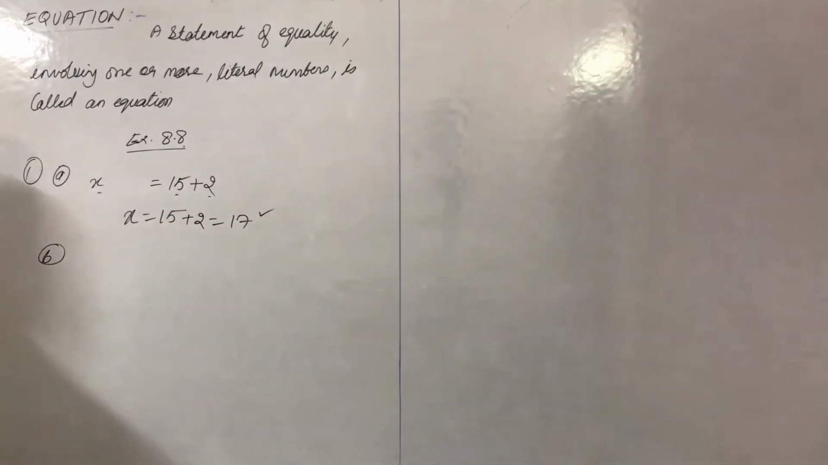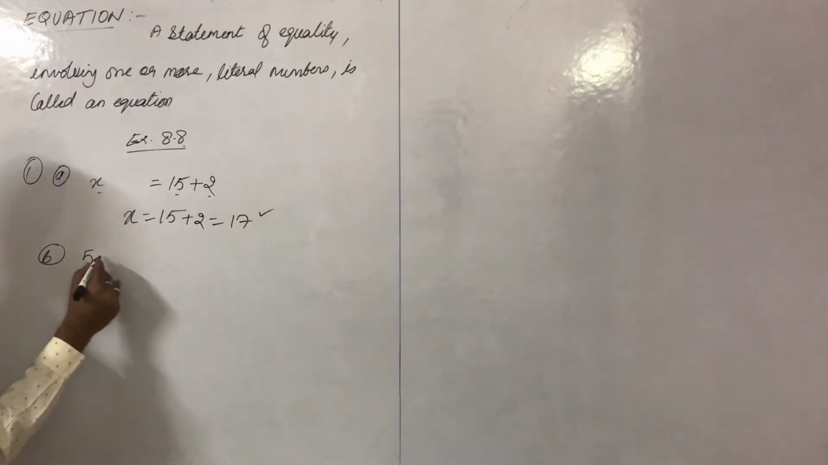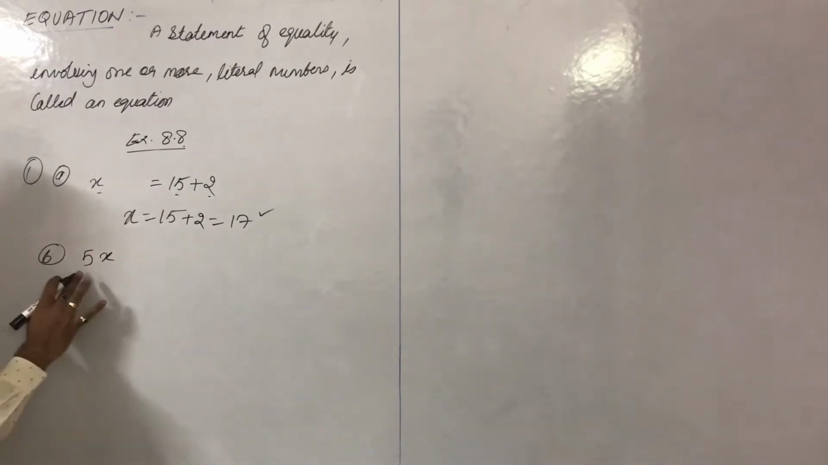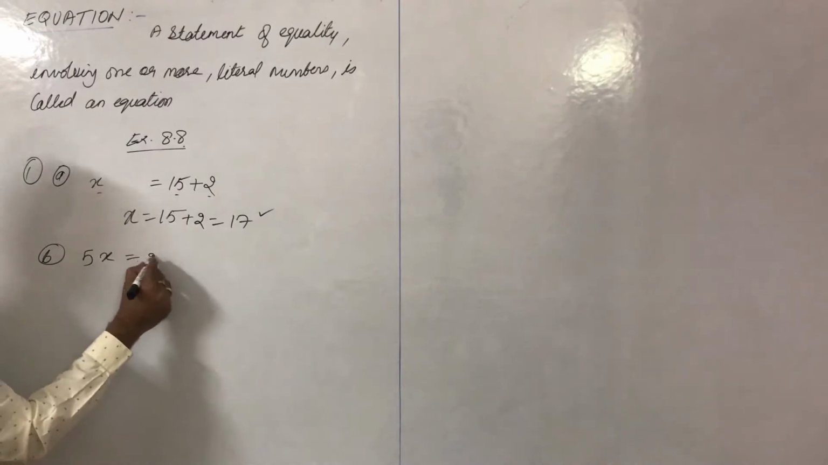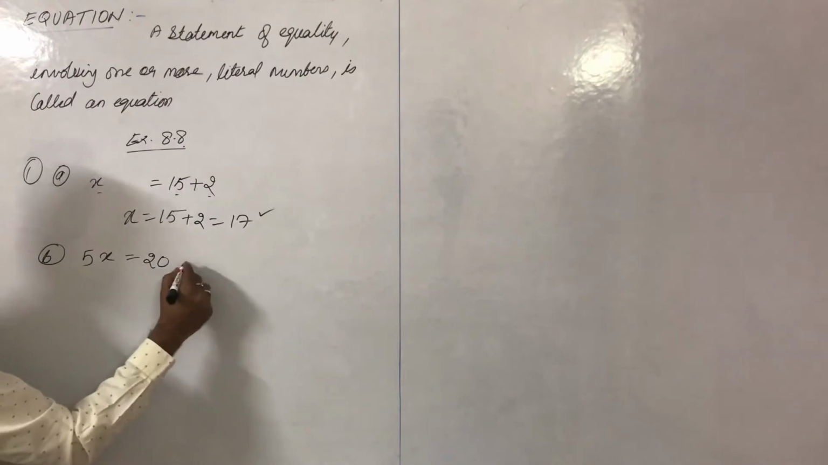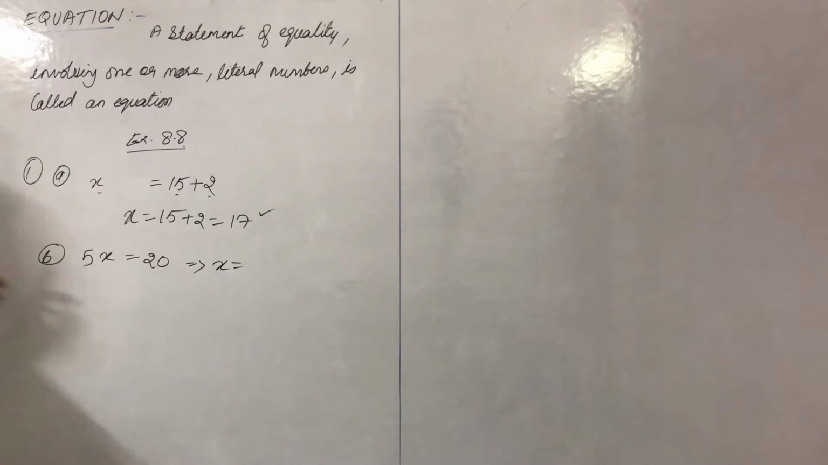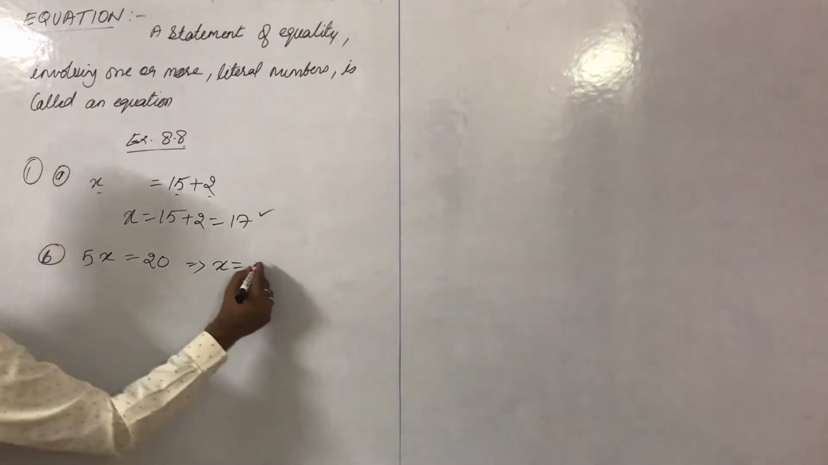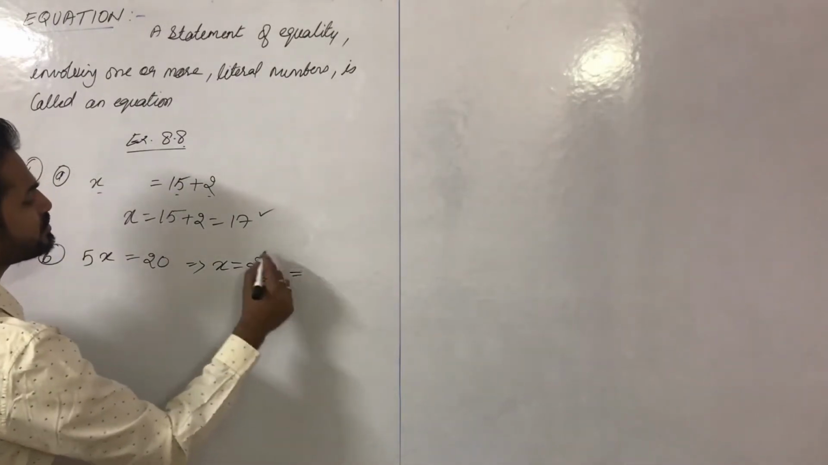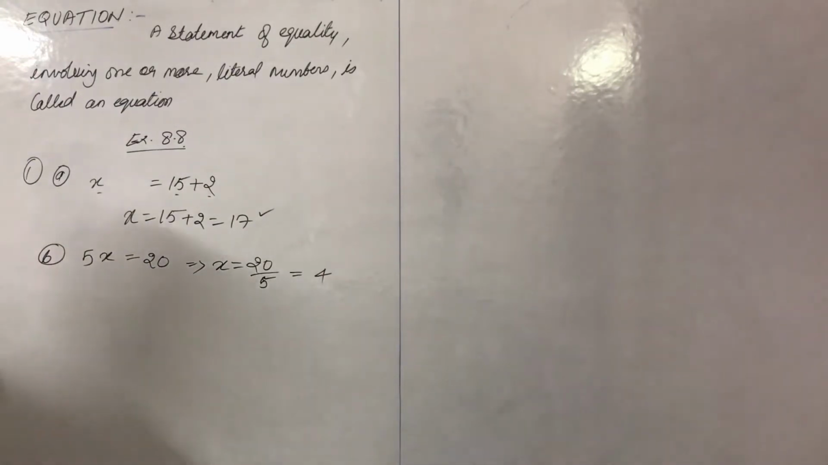Similarly, part B: 5 times a number equals 20. That number is x, the unknown. 5 times a number is 20, it means 5x equals 20. So it is in multiplication, and we can write x as 20 divided by 5. 20 by 5 is 4. So the correct value is 4.